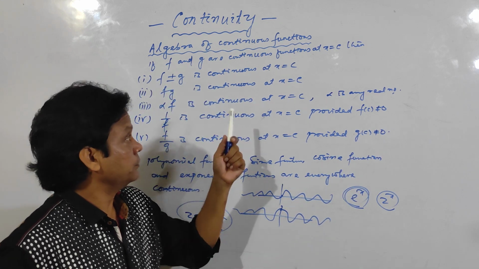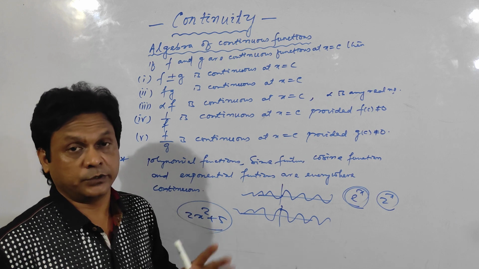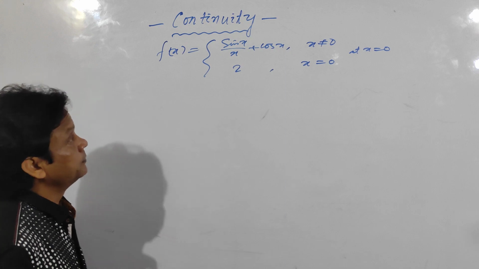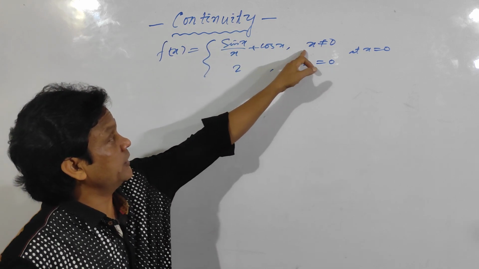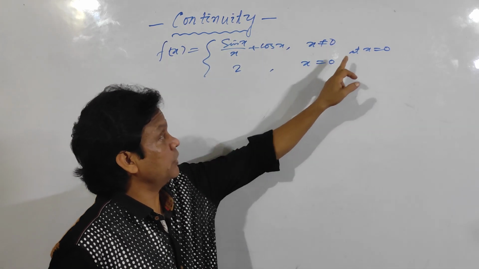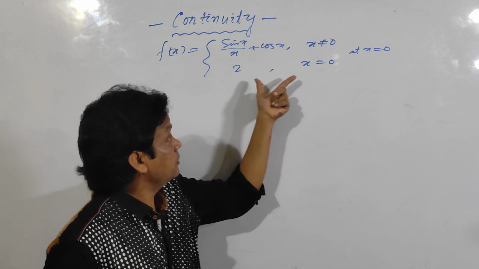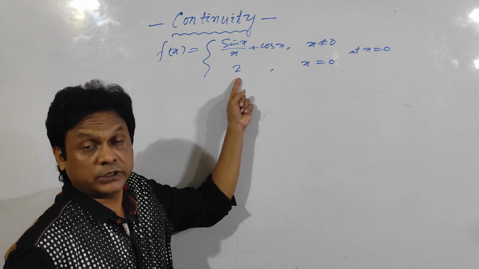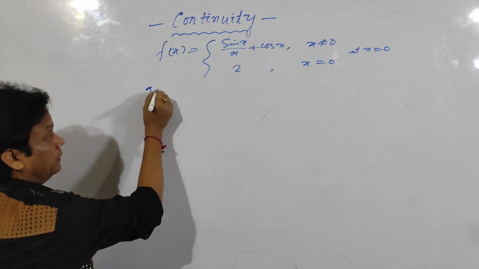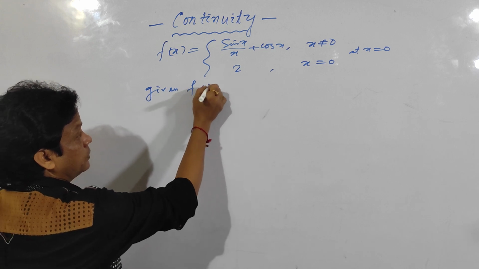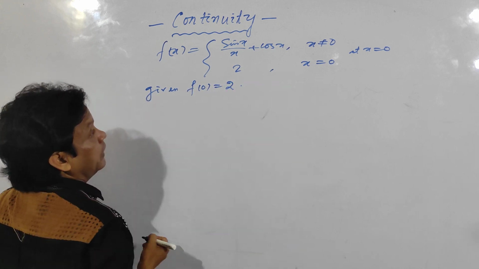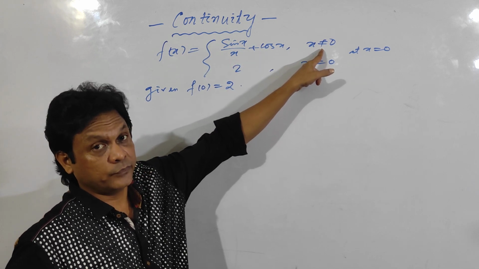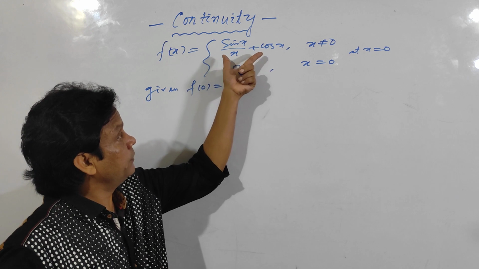Clear? So now let us see some examples. So this is another example I am going to give you. F of x is sin x by x plus cos x when x is unequal to 0, and 2 when x is equal to 0, and you have to test at x is equal to 0. Clear? And this is the functional value. When you put x is equal to 0, you will get its value as 2. So given, see here, f of 0 is equal to 2. And you have to find out the limit of this function, because x unequal to 0 is given. Clear? So you have to find out the left hand limit and right hand limit of this function.